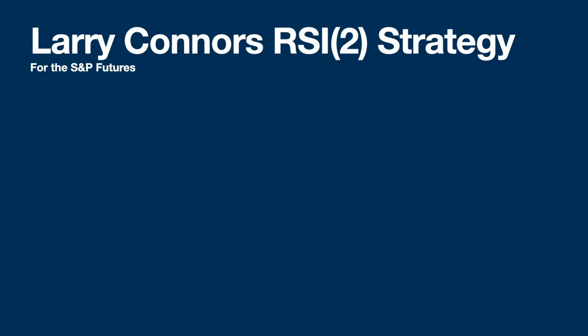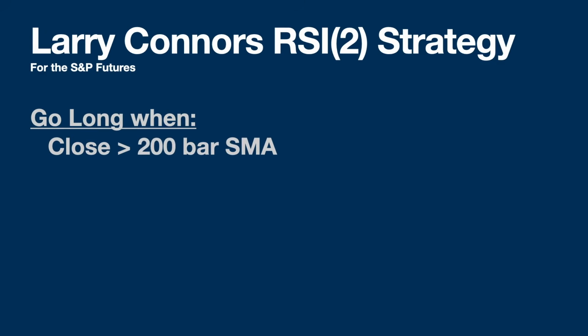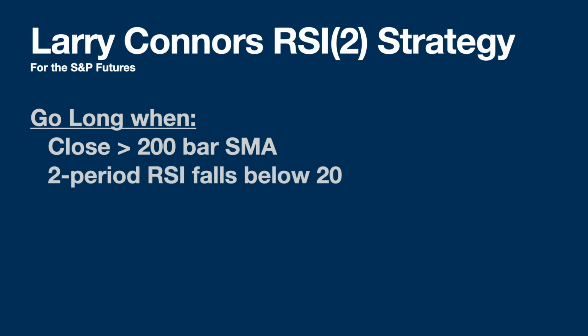Here are the rules for the 2-period RSI strategy. We're going to go long when the closing price is above that 200 bar simple moving average. A lot of people call this a bull market, right? This is a regime filter. We're also going to go long when the 2-period RSI falls below 20.